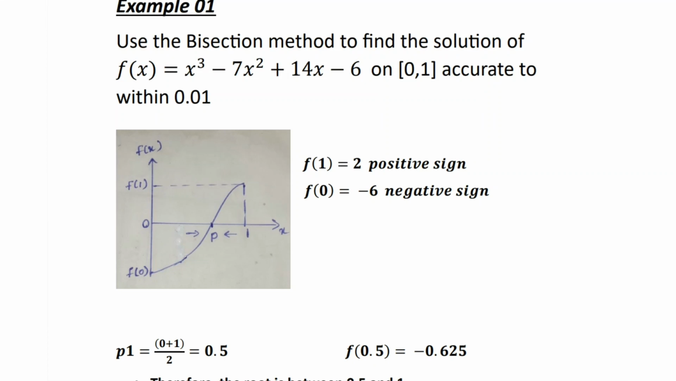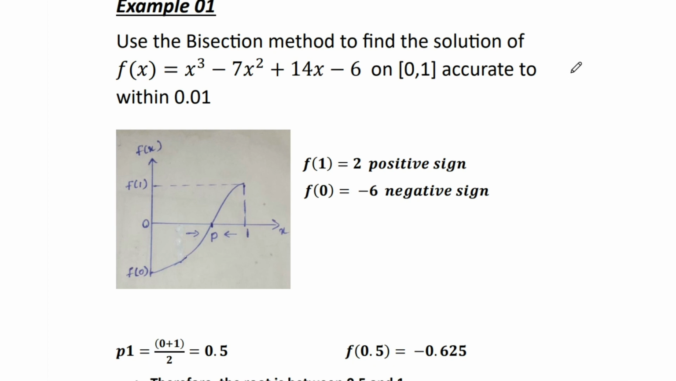Example number 1. Use the bisection method to find the solution of f(x) = x³ − 7x² + 14x − 6 on the closed interval [0, 1], accurate to within 0.01. In solving this problem, we have to check the sign of the function values at x = 0 and x = 1.